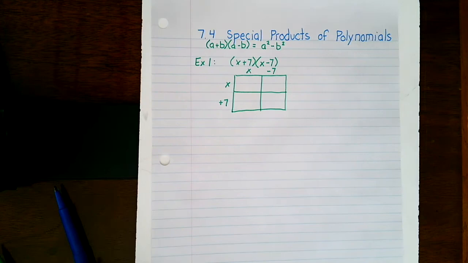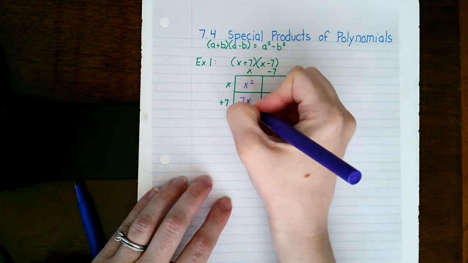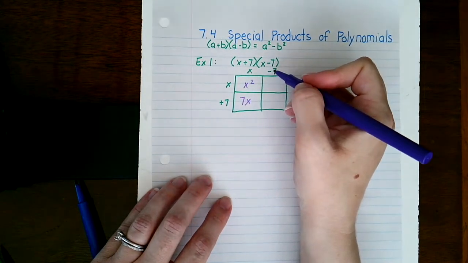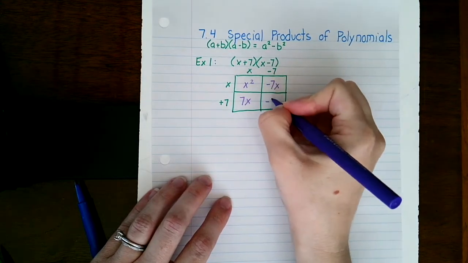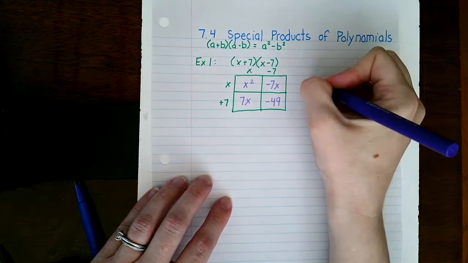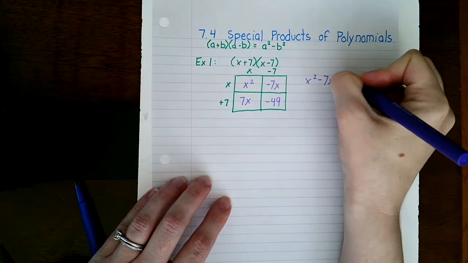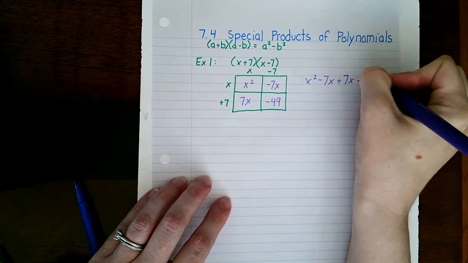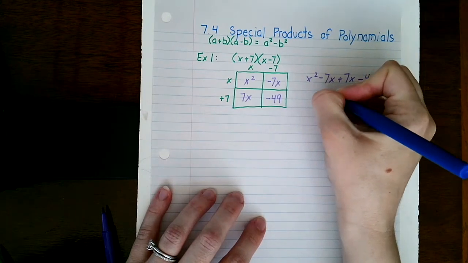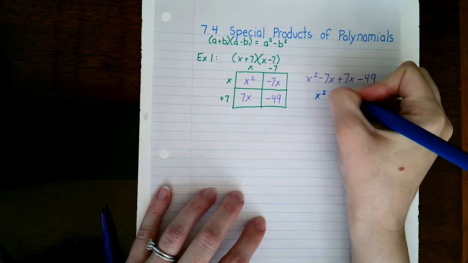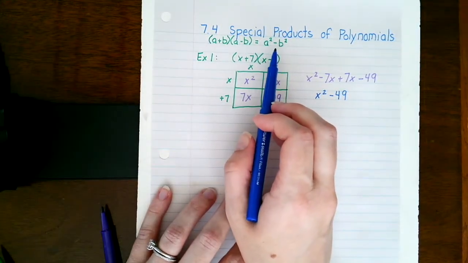Now I'm going to go ahead and multiply. I got x squared. 7 times x is 7x. x times a negative 7 is negative 7x. And then I get a negative 49. So I end up with x squared minus 7x plus 7x minus 49. When I combine like terms, my final answer is going to be x squared minus 49. And you see how my answer here follows the pattern that we got up here.